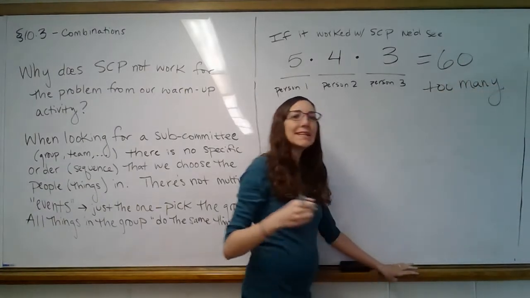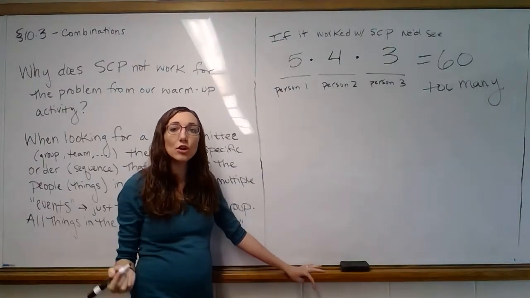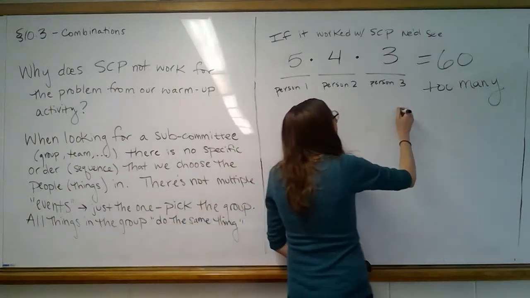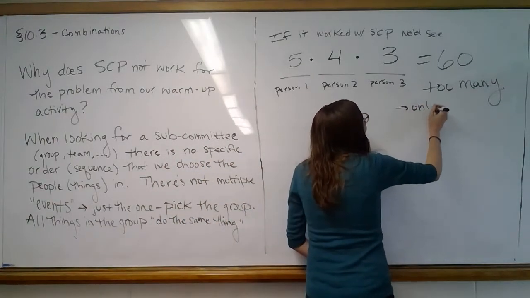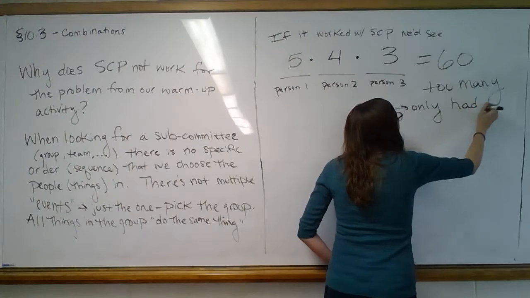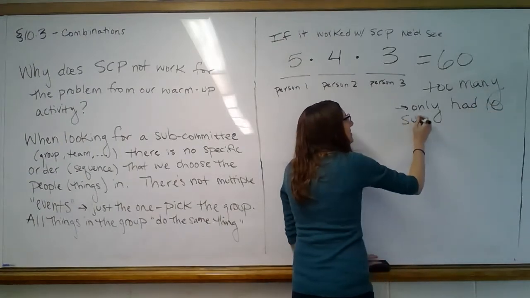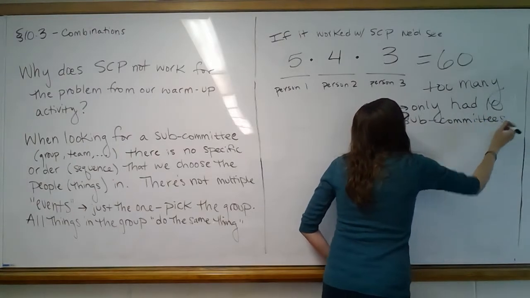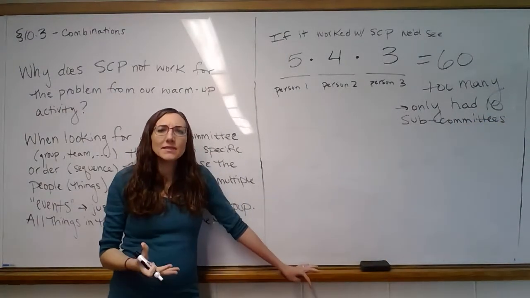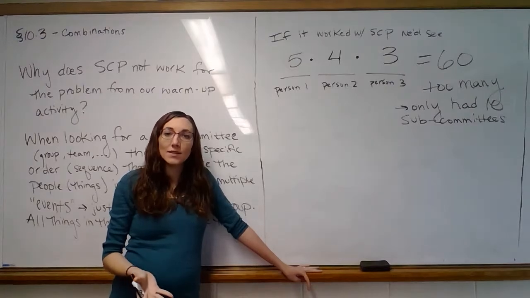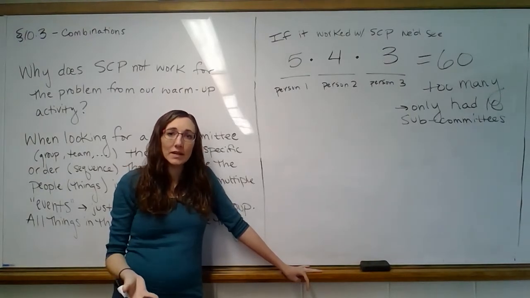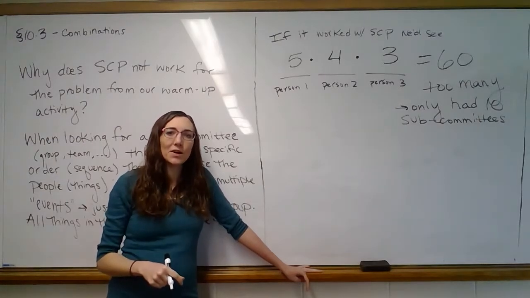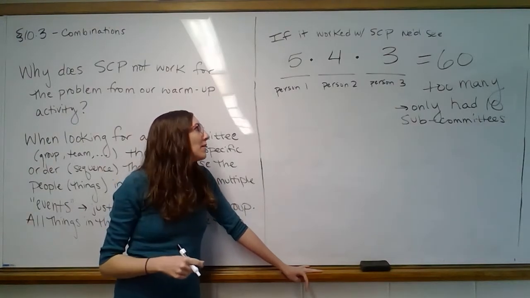When we actually counted it, when we actually looked for those subcommittees of people, we only had 10 subcommittees. Which means that something here is going wrong. Somehow it's overcounting the things that we're trying to count. So I want to look at an example to think about why this is overcounting.